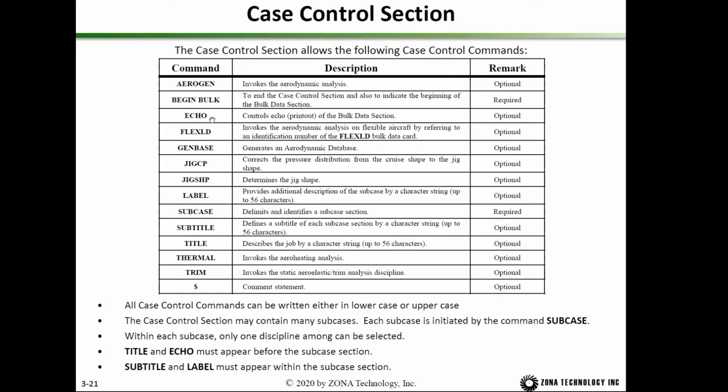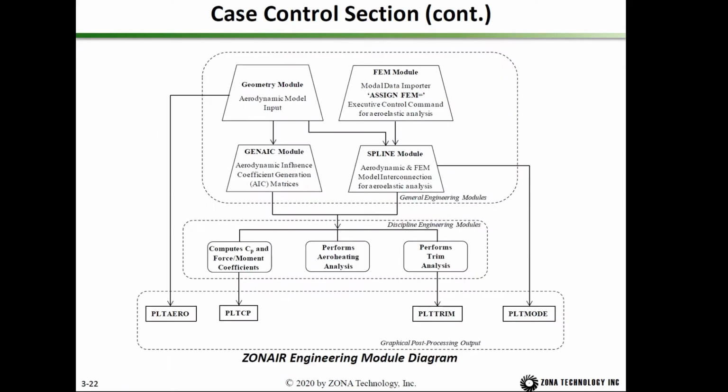You can specify ECHO. That means you want ZONAIR to print out the input file. The TITLE describes the job by a character string, and you can use SUBTITLE, which is within a subcase. Oh, by the way, TRIM is another discipline you can specify within each subcase.